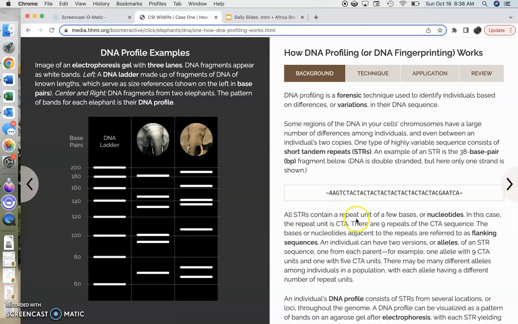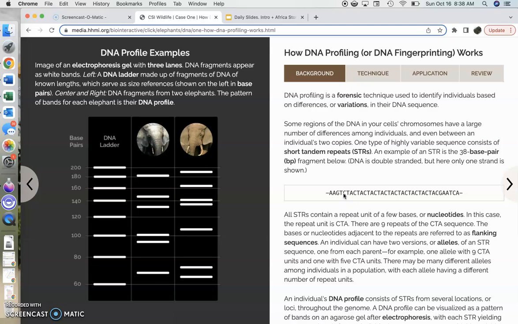We have a repeated unit of just a few bases. In biology, we use bases or base pairs to mean the letters in DNA. So just a few letters here, CTA. It happens again, then again, then again, then again, then again. It happens over and over and over. It gets repeated. So that's where this repeat word comes from.